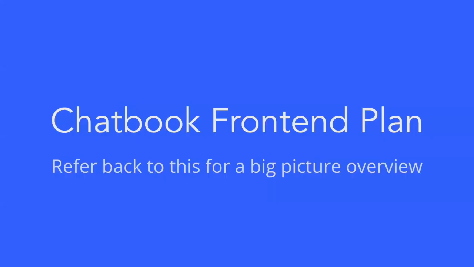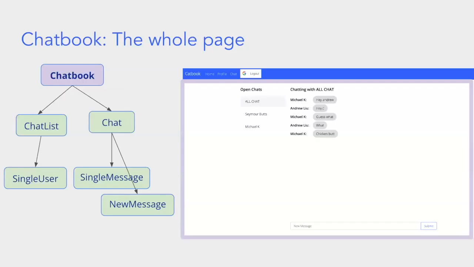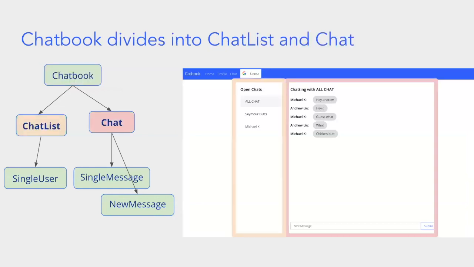Let's kind of dive into what our front-end plan for this web page will look like. So again, we'll have a parent component for the whole entire page, which we'll call Chatbook. And this parent will divide into kind of two subcomponents. One of them on the left will be chat list, and this will hold a list of all of the users that we currently have online. And the user will be able to click on different users to kind of switch between the different chats. On the right, there'll be a chat component, which will kind of display all of the chats that we wish to show the user. And these will show messages in chronological order, as well as have an input bar at the bottom for users to send new messages.